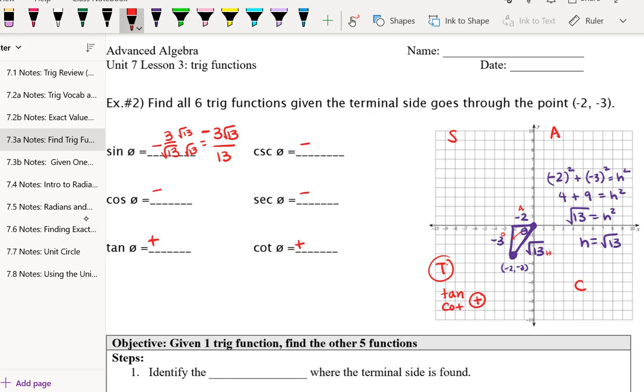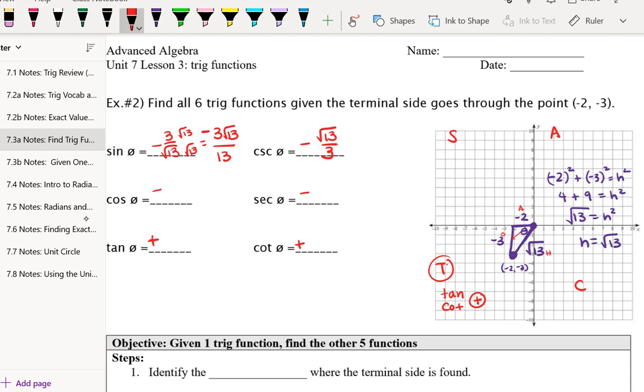Cosecant is the inverse. Inverse the original. So the inverse, instead of opposite over hypotenuse, we're going to do hypotenuse over opposite. So root 13 over 3. This one you don't need to rationalize because you don't have a radical in the denominator.